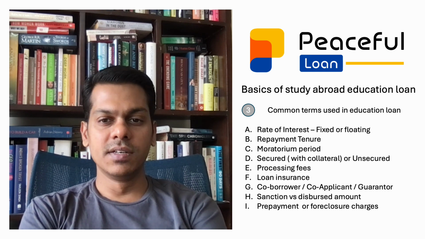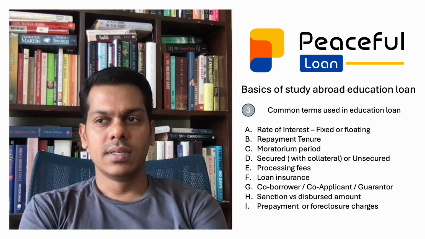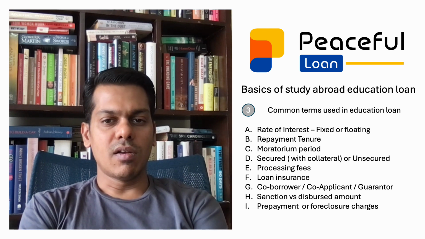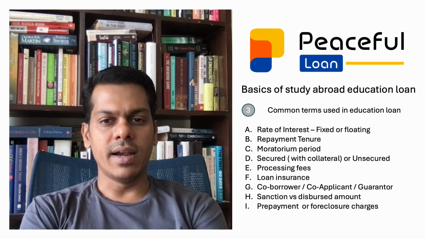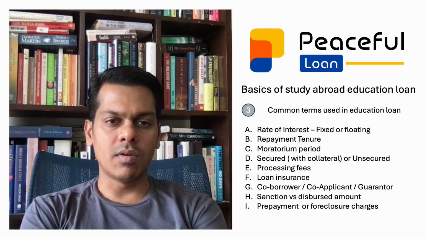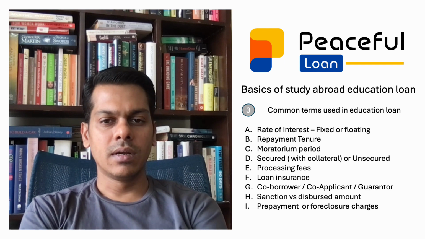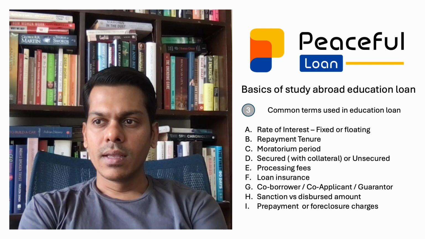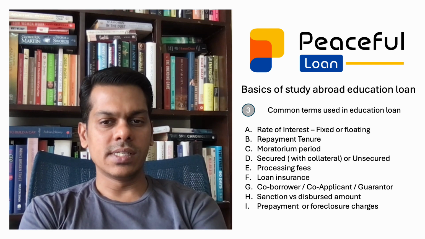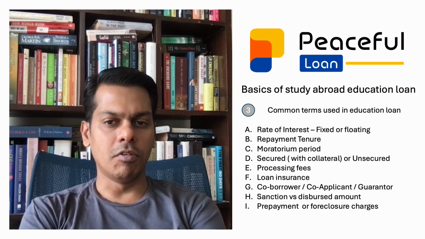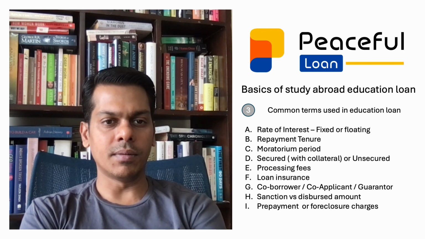Next is sanction versus disbursed amount. More often than not, students are looking at getting a sanction amount equal to the I-20, or a sanction amount good enough to show the cost of education for their visa interviews. But in an education loan, say your sanction amount is 75 lakh rupees, nobody can force you to take the entire 75 lakh rupees of disbursement.